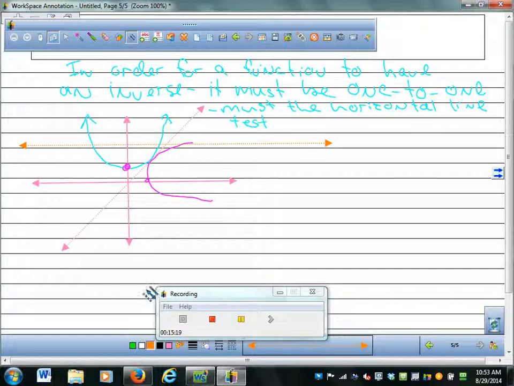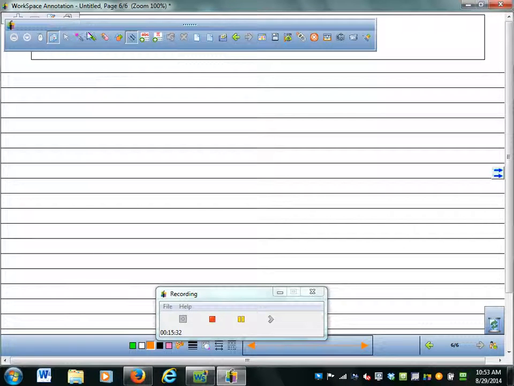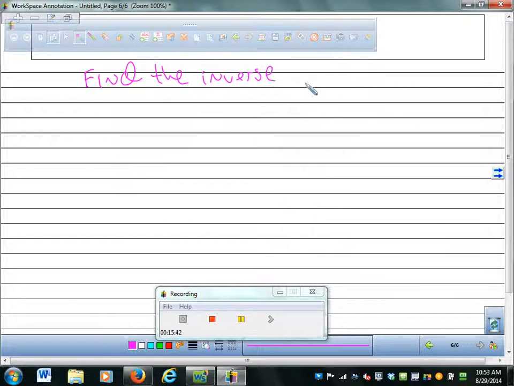All right, so that's it. We talked about finding an inverse algebraically. We did that already, okay? And then this is kind of the last little thing. Find the inverse and its domain, and sometimes they'll ask you the range. Domain and range. For, I'm just going to call it f of x.